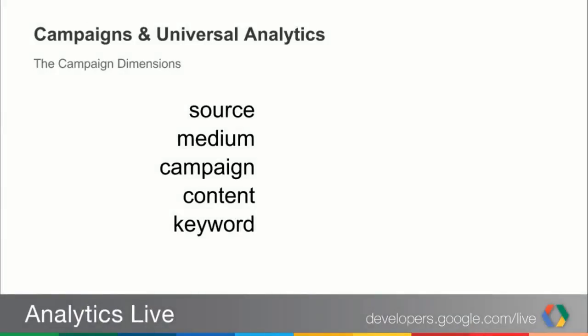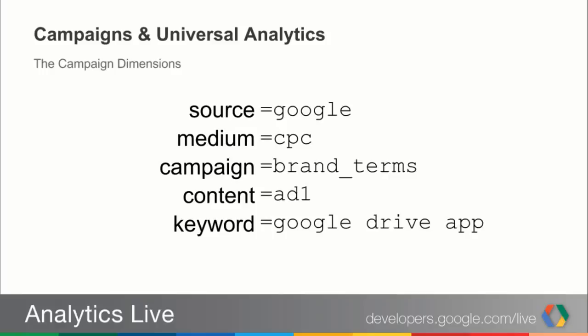So let's start with campaigns in Universal Analytics generally. As probably most of you know, and this has been the case for some time, there are really 5 main campaign dimensions: source, medium, campaign, content, and keyword. These 5 dimensions can be used to describe any of your marketing campaigns. In this example, I'm showing you an AdWords campaign, a CPC campaign. But it could be used to track marketing emails or newsletters, or links from your website to Google Play Store, whatever it is. You can use these 5 dimensions and give them values that describe the source.